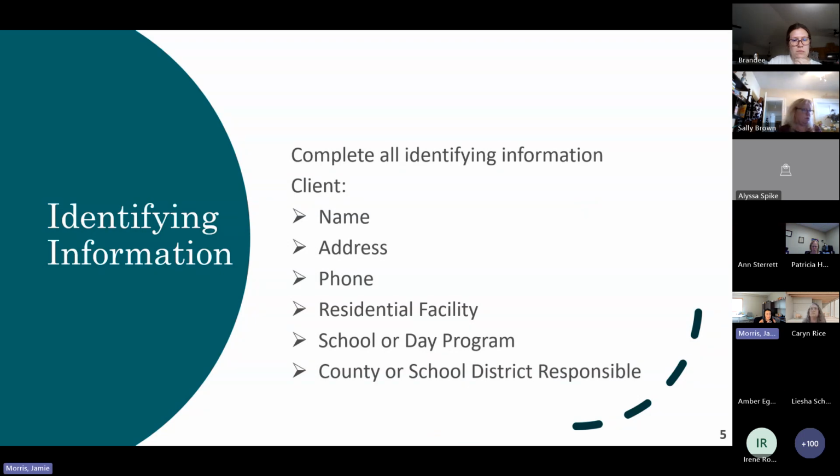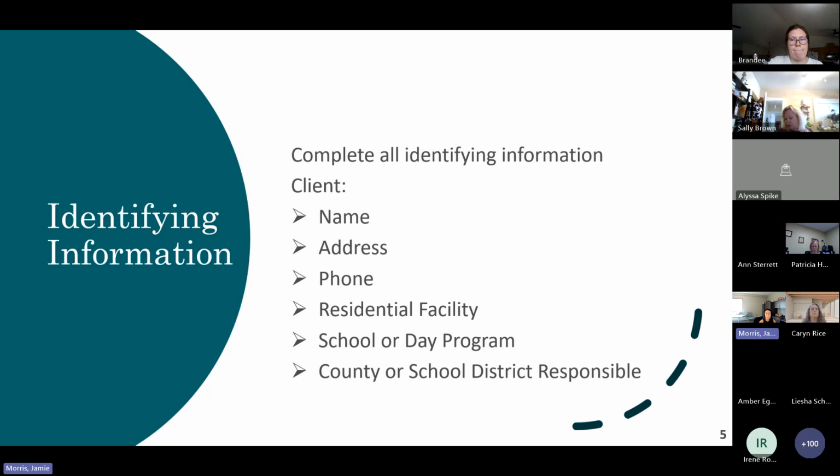The next one is only applicable for those enrolled in a school or a day program. So for school or day, if the individual is 21 or younger and still attending school, you can put the school on that line. If they are in a day program, you can put that on the line. If they have an employer, you can put the company name where they're working. If none of those are applicable, you may mark NA.